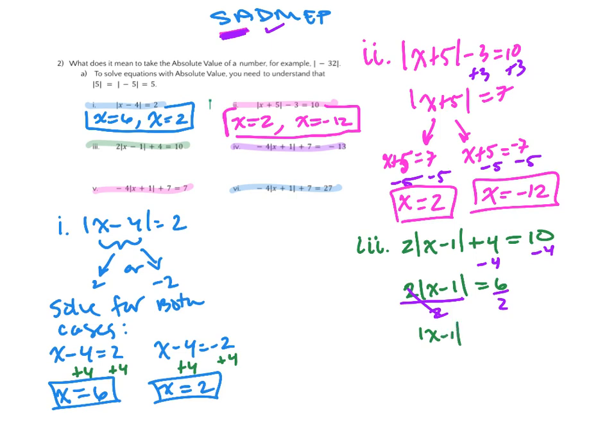Okay, absolute value of x minus 1 equals 3. So same thing, I'm going to have 2 cases. I'm either going to have this inside be positive 3, I guess I'll do that right now, or it's going to be negative 3. And I'm going to solve for both cases. Again, this is just my one-step equation here. Plus 1, plus 1, plus 1, plus 1. x equals 4.